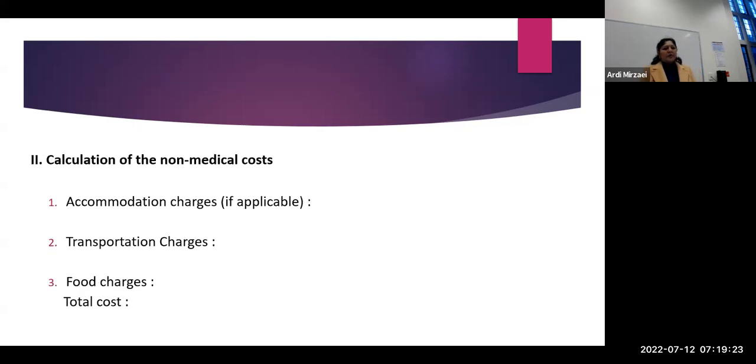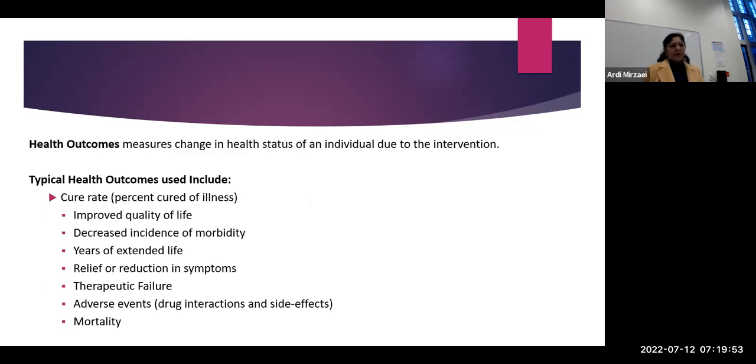And calculation of the non-medical cost would be, suppose the patient is taking a treatment for 1 week, let us say, in a hospital. So what would be the accommodation charges? What would be the transportation from the accommodation to the hospital for that 1 week? And what are the food charges? So all the expenses that are incurred in the patient coming to the hospital and taking the treatment, add them up all together, and that will be the total cost.